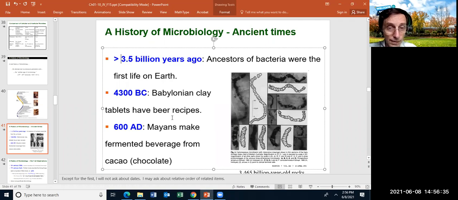And then the next one was the Mayans wrote in their records, 600 AD, how to make cacao, which is a fermented beverage that they drank, which would be similar to chocolate, like chocolate milk. The difference is they didn't have milk, and they were drinking a liquid chocolate, but it wasn't chocolate milk, which is the way we're familiar with liquid chocolate. Any question about that?